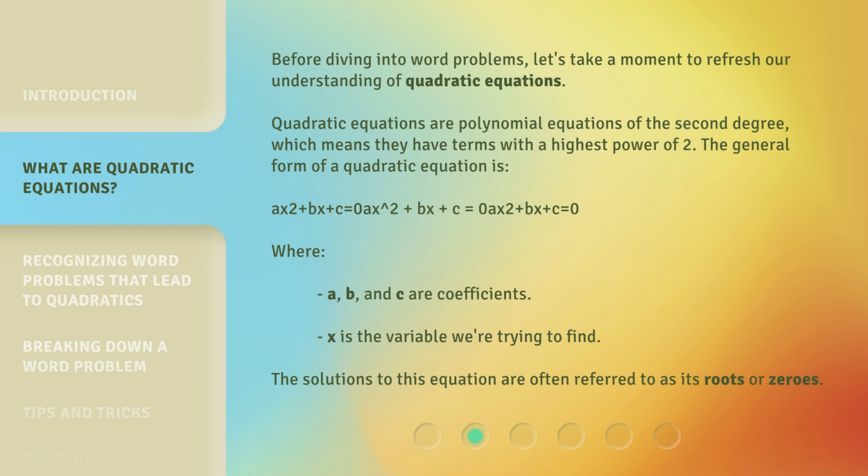Before diving into word problems, let's take a moment to refresh our understanding of quadratic equations. Quadratic equations are polynomial equations of the second degree, which means they have terms with a highest power of 2. The general form of a quadratic equation is ax² + bx + c = 0, where a, b, and c are coefficients. x is the variable we're trying to find. The solutions to this equation are often referred to as its roots or zeros.